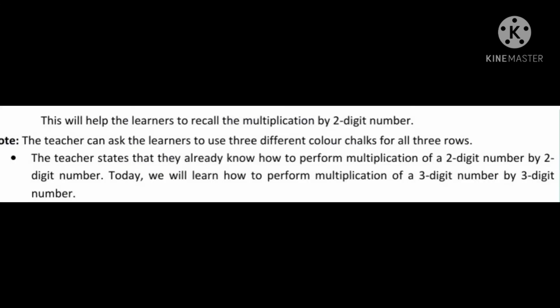Now this was a typical regular multiplication method. This was essential to begin the class with so that the learners can recall the multiplication by a 2-digit number. Note that the teacher can ask the learners to use 3 different colored chalks for all the 3 rows. The reason is that it will make the 3 rows look distinctive and also colorful and attractive for the children to show interest in learning.